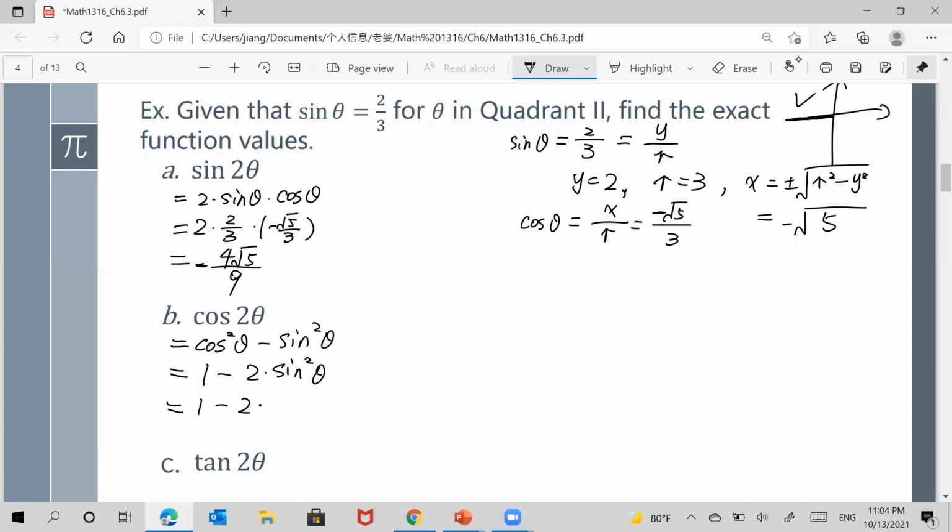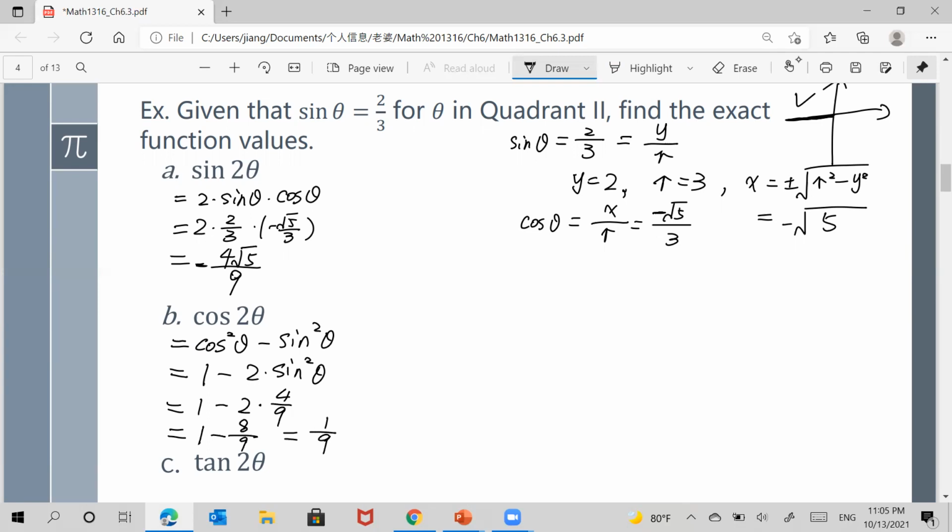Just plug in one unknown term, that is 1 minus 2 times sine theta squared. Sine theta is 2 over 3, so 2 over 3 squared is 4 over 9. And then 1 minus, so 8 over 9, because 2 times 4 is 8. Make it clear. So that's 1 over 9. This is the answer for number B.